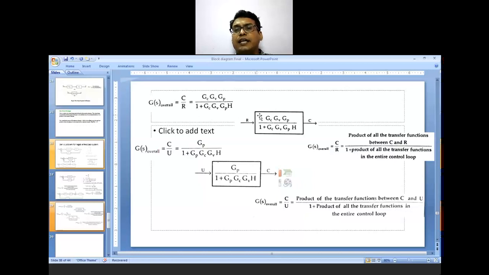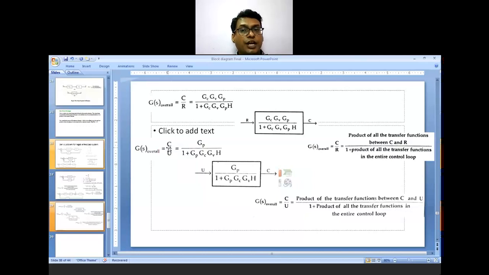So similarly, we can have this servo mechanism problem. In the above case, C upon R is equal to GC, GV, GP upon 1 plus GC, GV, GP, H. In a block diagram, this can be represented as C upon R, and I can write GS for the overall system, which is equal to C upon R, which is equal to the product of all transfer functions between C and R upon 1 plus the product of all transfer functions in the entire control loop. So this is for the servo problem with a negative feedback control system.